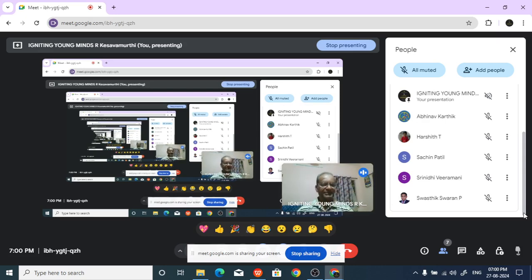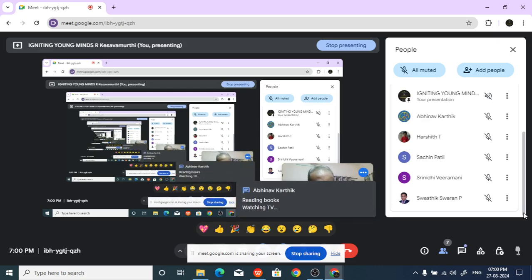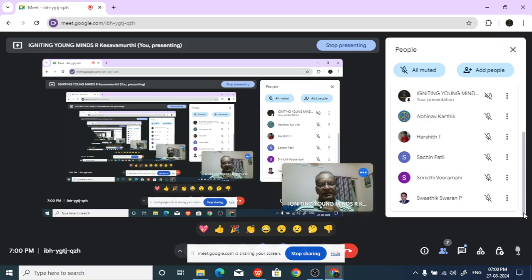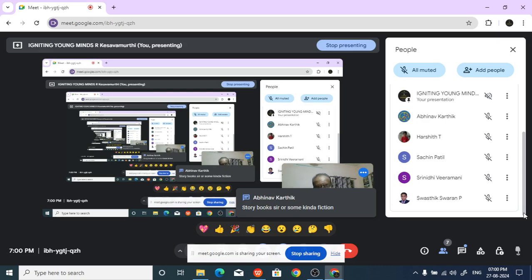Yes, Swastik wanted to say something. Reading books. Okay, what type of books, Abhinav? Now I am coming to the point. Okay, watching TV, you leave it. Reading books, what type of books? All of you can say whatever you are involved in. So Abhinav said it was reading books. Definitely not a textbook, I think. Is it a textbook or some other book, Abhinav? Story books, sir, or some kind of fiction.